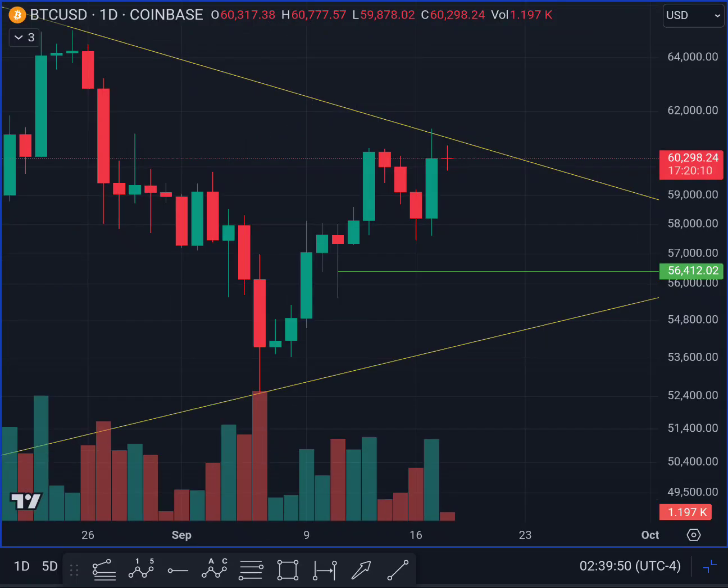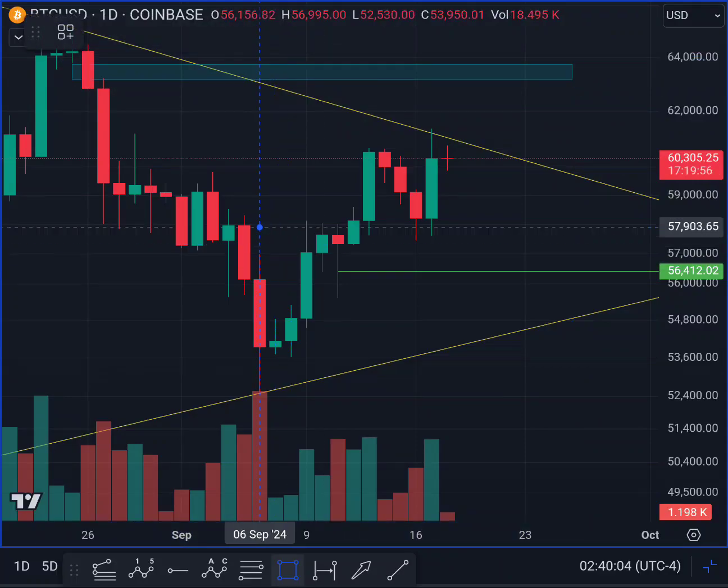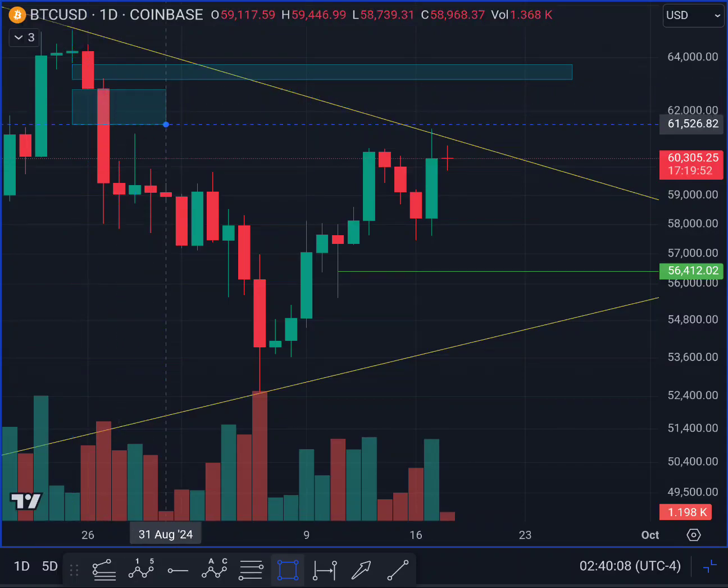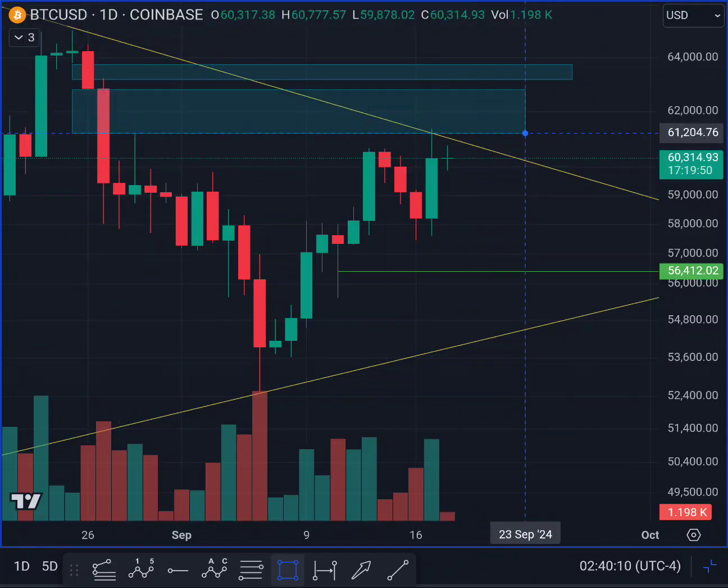Now I'm going to mark off areas of interest. I have a fair value gap right there. That's inner circle traders methods. That may be of some interest on a daily. Also this one right here, you kind of have it going all the way down to that wick. And you just touched into it just today.